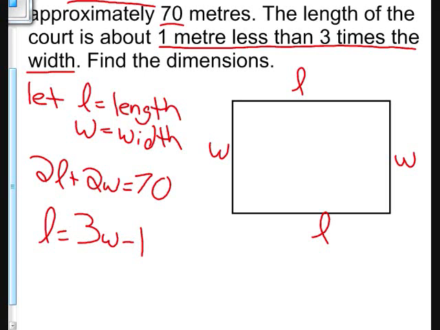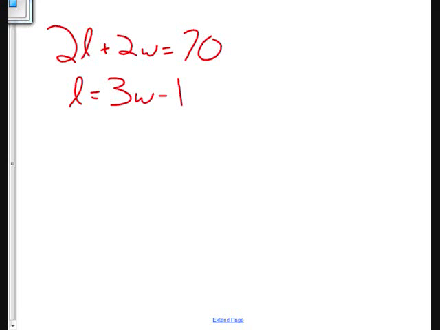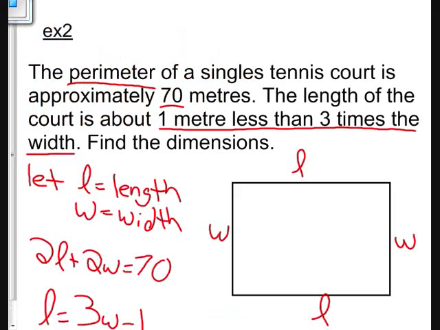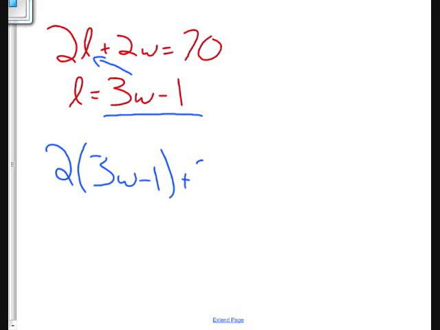Okay, how do we want to solve this now? Why did you pick substitution? Yes, we have this one, L equals 3W minus 1. Since we already have L equals that, we can just substitute it in. So I'll take this, and I'll substitute it into that one there. So I have 2 times 3W minus 1 plus 2W equals 70.